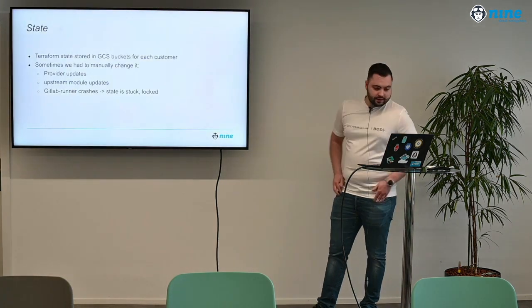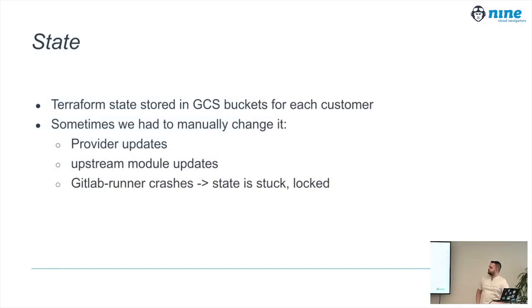Yeah, let's talk about some annoying stuff that we have with this setup. The Terraform state. Our Terraform state is usually per customer in a GCS bucket, obviously not locally, since we are working as a team, it would be kind of annoying. And sometimes it happens that we had to change the state manually. Yeah, provider updates or some upstream module changes, and then it always gets annoying. And additionally, sometimes our GitLab runner crashes, and we had to delete the state manually, but that was more just an annoyance than an inconvenience.